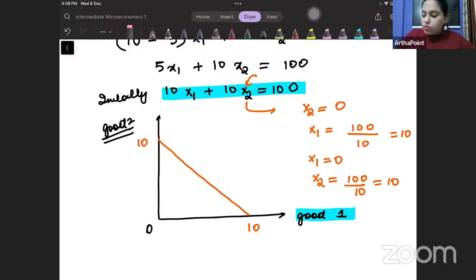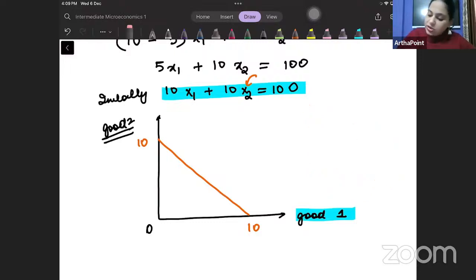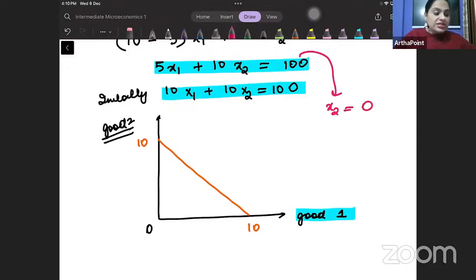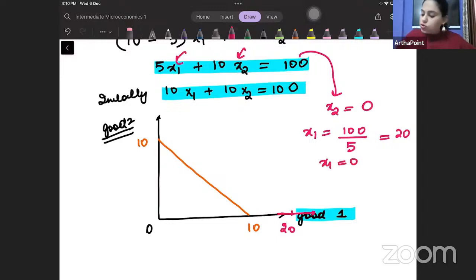Now beta, I want to find my new budget line. So to find the new budget line, this is my new budget line. Here if I put x2 as 0, what will be x1? 100 divided by 5. Put 0 here. So it is going to be 20. So x1 will come out as 20. And if I put x1 as 0, x2 will be 100 by 10, meaning 10 only, this point.